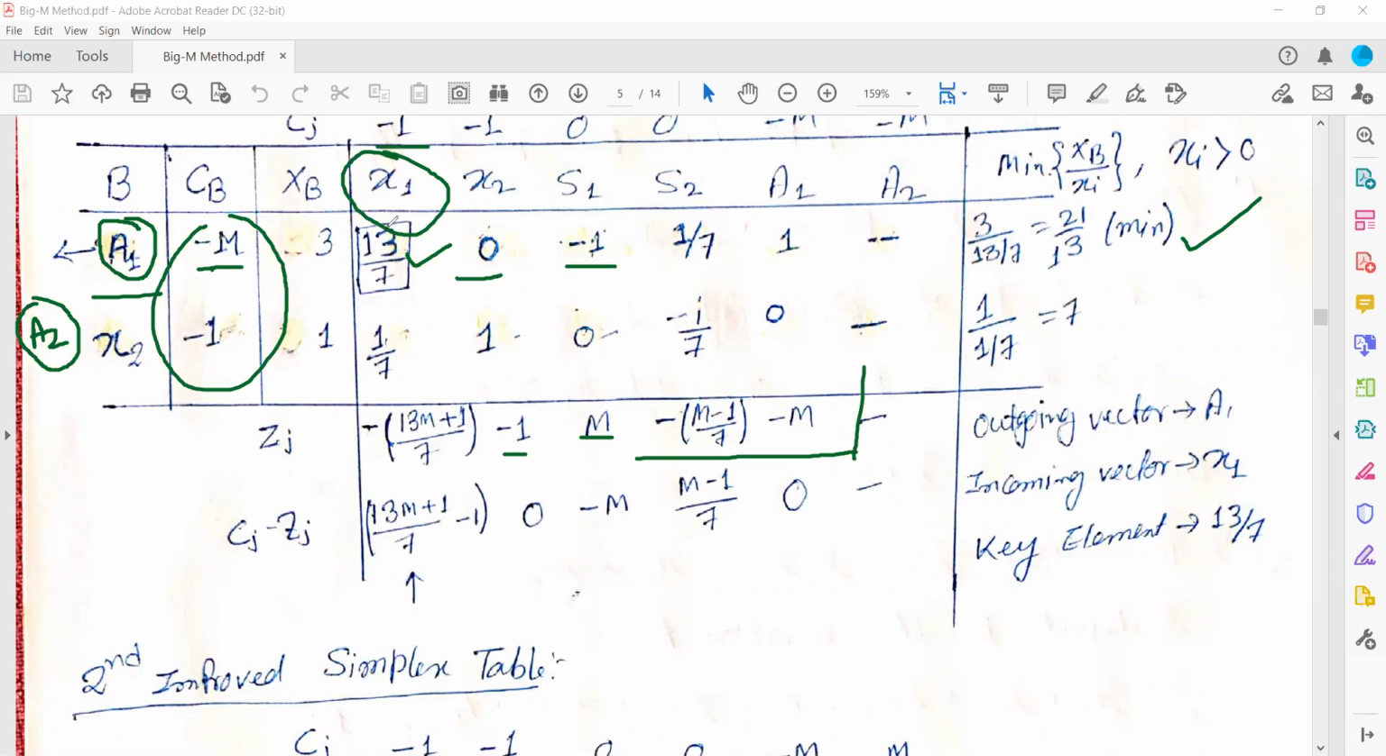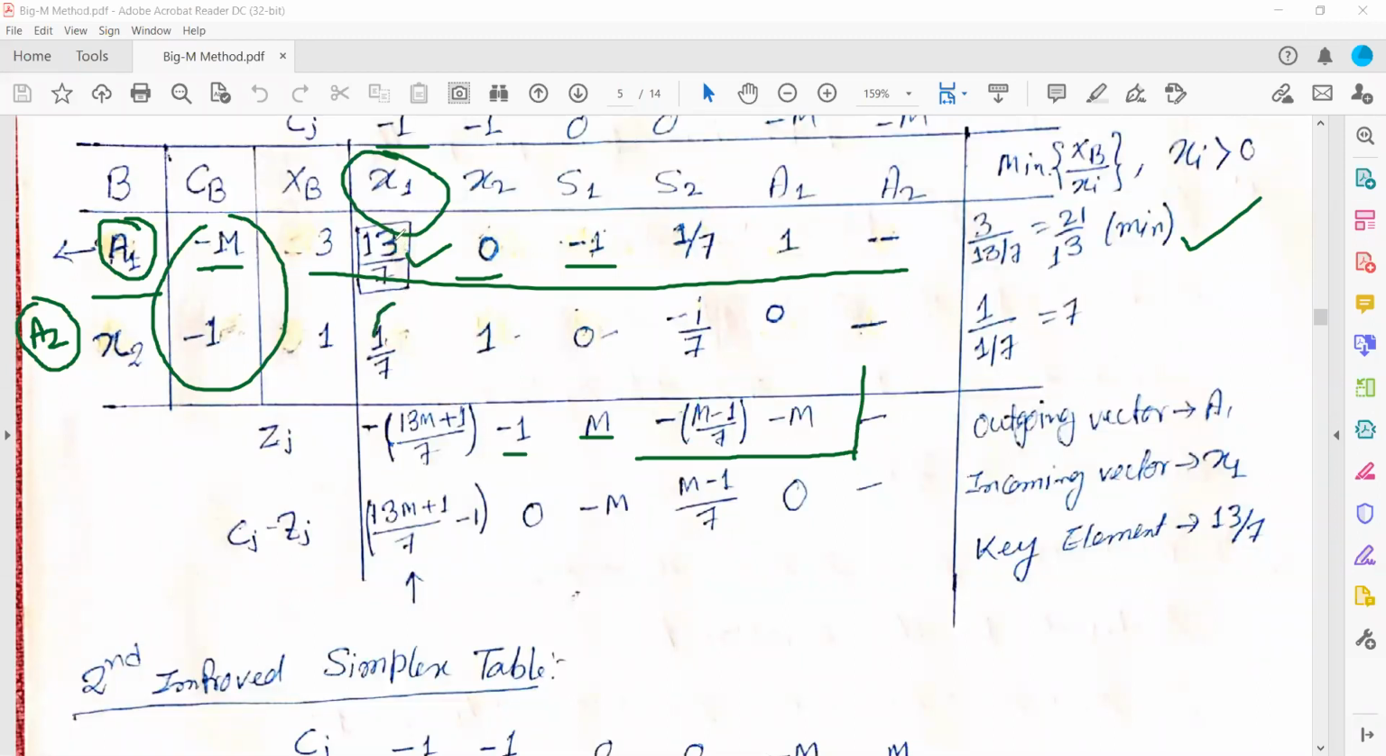Okay. So in the next simplex table, A1 should be replaced by X1, and in the CB column, the coefficient of this minus M should be replaced by what? The coefficient of X1 from the objective function. Okay. And then this 13 by 7 should be changed to what? To 1. How will you make it change to 1? You multiply this whole row by 7 by 13. So this 13 by 7 will become 1.